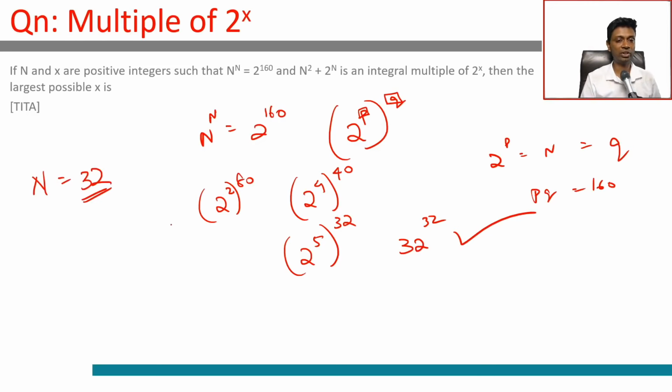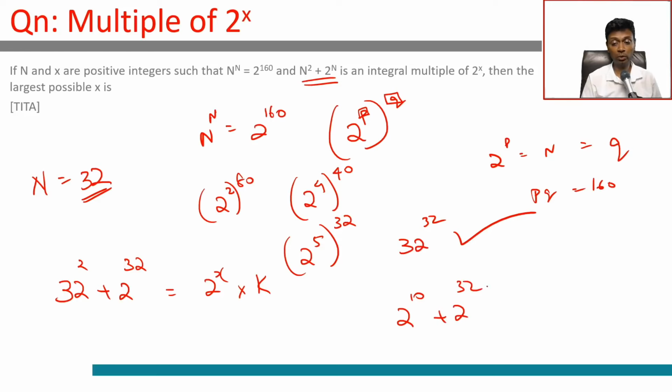It's a roundabout way of saying n equals 32. n square plus 2 power n: 32 square plus 2 power 32 is an integral multiple of 2 power x. 32 square is 2 power 5 whole square. So 2 power 10 plus 2 power 32 is 2 power x into k.